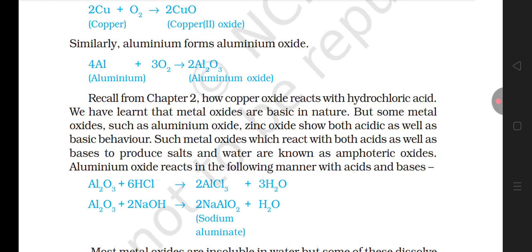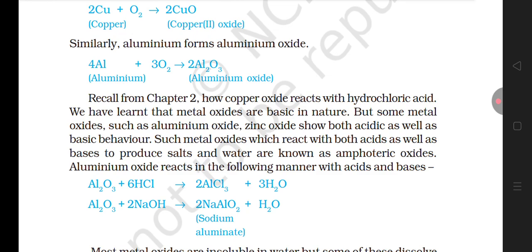Aluminum oxide reacts in the following manner with acids and bases. So we have aluminum oxide, that is Al2O3. It will react with HCl. HCl is the acid. So now this aluminum oxide, when it comes in contact with acid, will act as a base. It will neutralize it. So how will it neutralize it? It will form AlCl3, and it will form water.